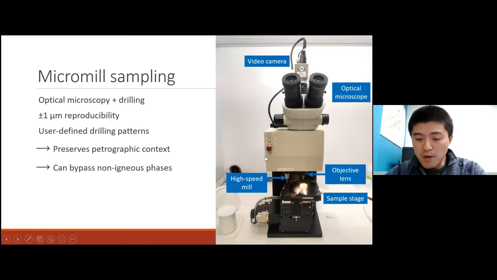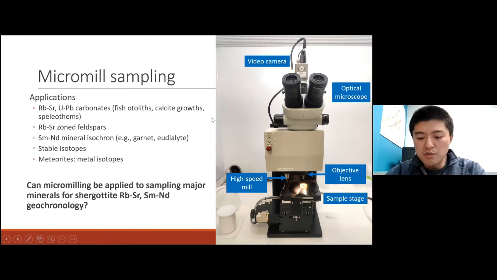So shown here on the right, I'm not sure if you can see my cursor, but anyhow, this is the instrument we have at the University of Alberta. The optical microscope is connected to a video camera, which is then connected to the computer. And to the side is the high-speed milling assembly that can be used with a variety of precision drill bits.